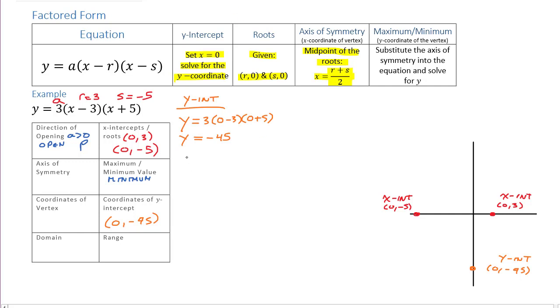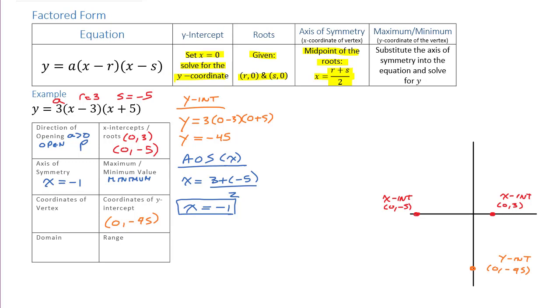So let's do that right now. Our axis of symmetry, I'm just going to write AOS, which is the x-coordinate of our vertex, and it's also a vertical line. x equals, add the 2 together. What's 3 plus -5 divided by 2? So we end up getting -1. So there is my axis of symmetry. It's a vertical line, x equals -1.